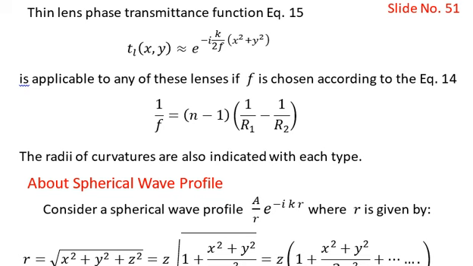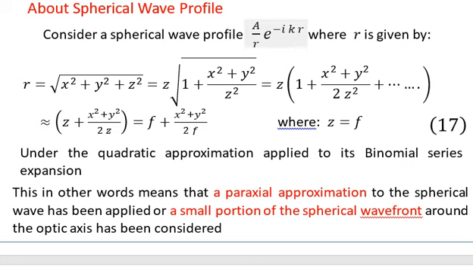Consider a spherical wave of profile A over r multiplied by e to the power minus iota k r, where r is given by the square root of x square plus y square plus z square. If you take z outside the square root, you have within the square root 1 plus x square plus y square over z square. So you see that the square root can be expanded binomially, and we have z multiplied by, within the parenthesis, 1 plus x square plus y square over 2z square plus and so on.